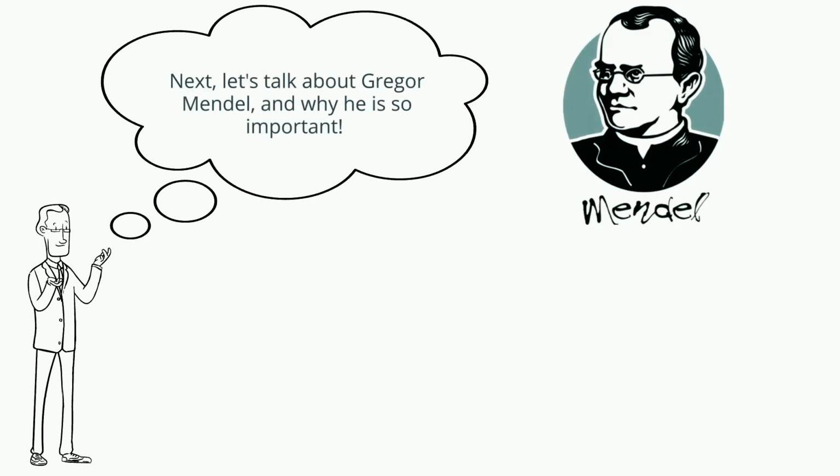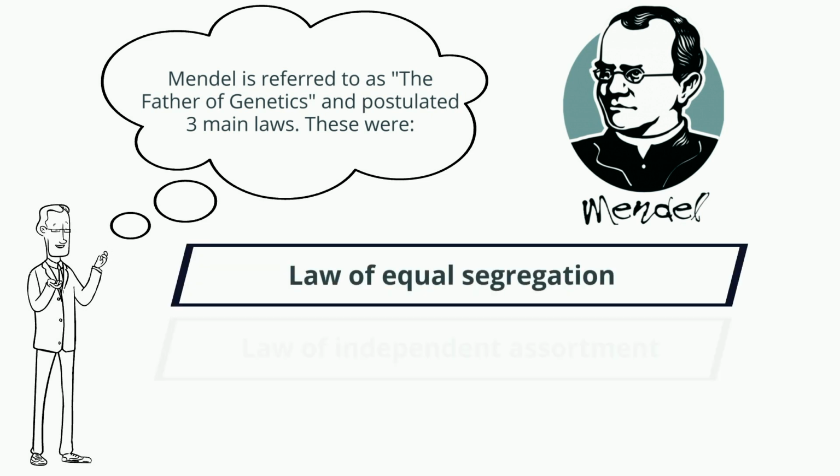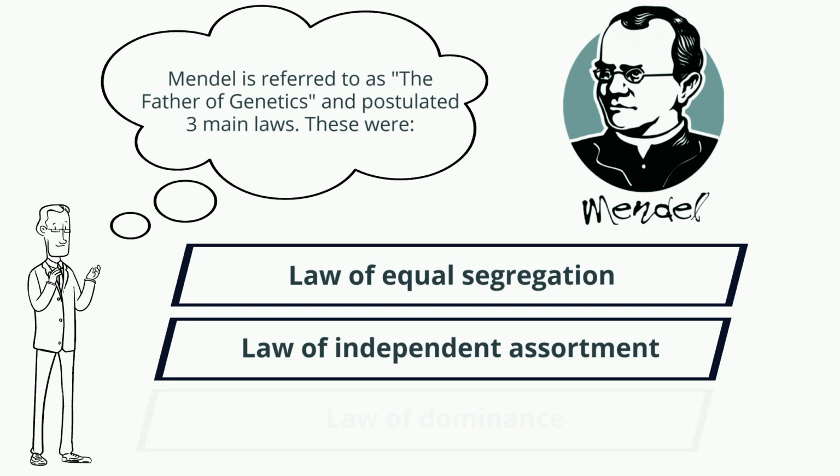Next, let's talk about Gregor Mendel and why he is so important. Mendel is referred to as the father of genetics and postulated three main laws. These were law of equal segregation, law of independent assortment, and law of dominance.